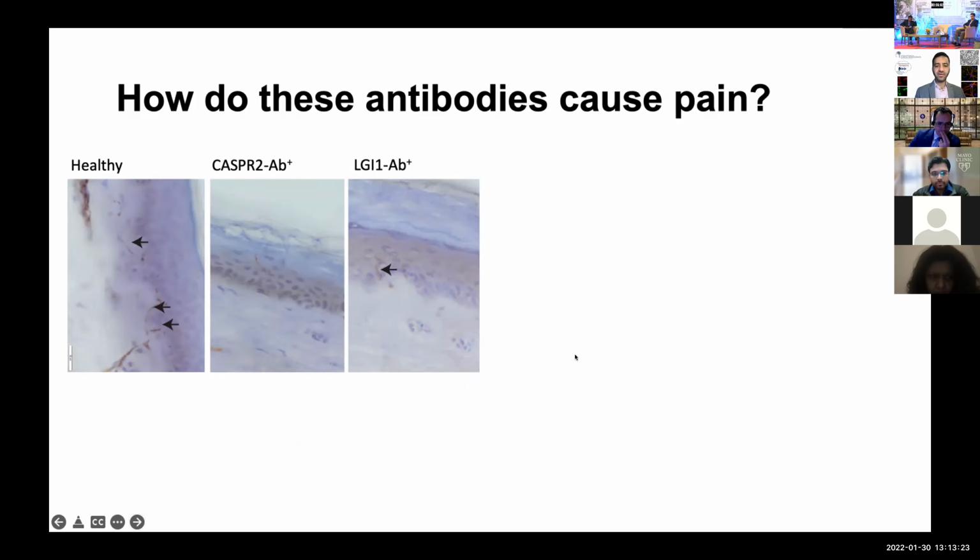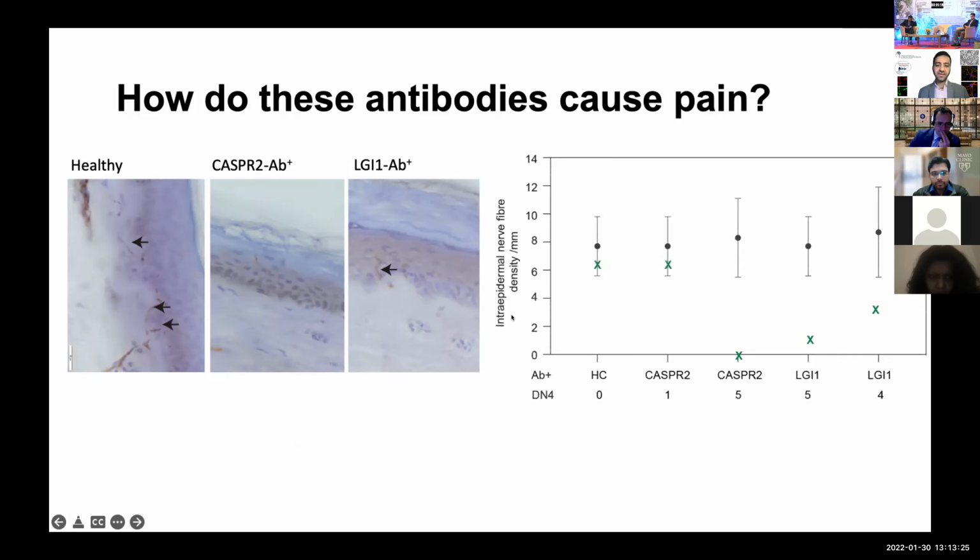And if you quantify this, you can see the intraepidermal nerve fiber density: here's our healthy control, in the healthy control range. In green is our caspase-2 patient who has no pain, so a DN4 score that's very low, in the normal range. And then 3 patients with LGI1 and caspase-2 antibodies who have high DN4 scores with very low densities, almost sometimes absent. So it looks like this might be the mechanism for the pain in these patients.